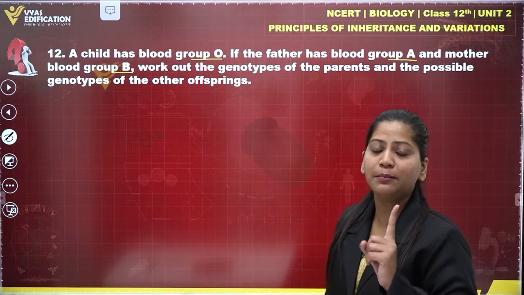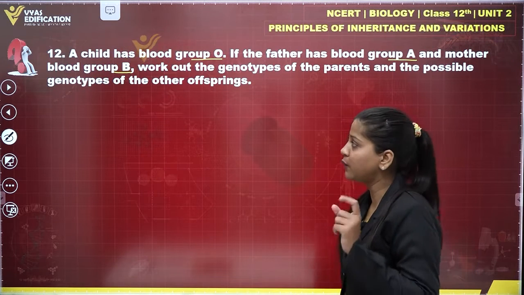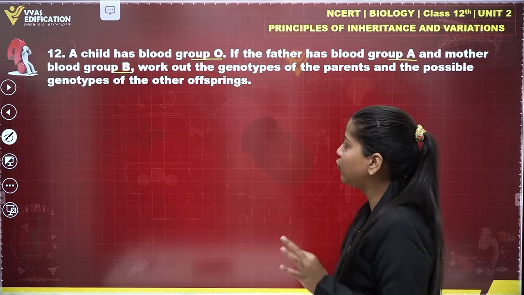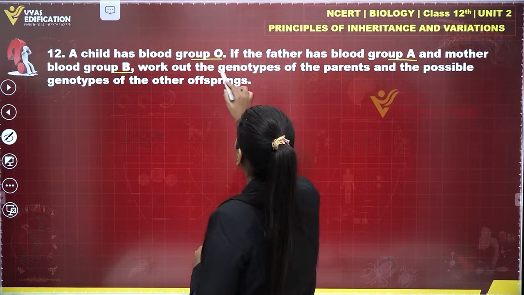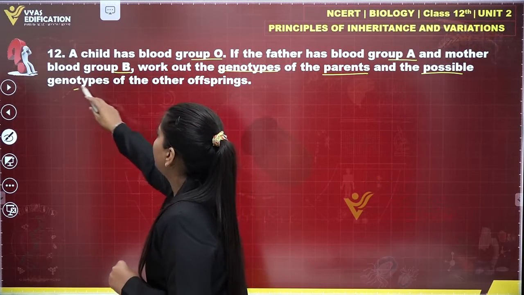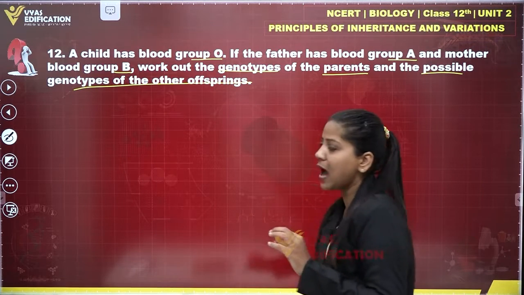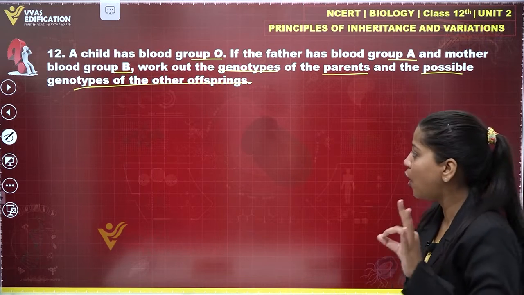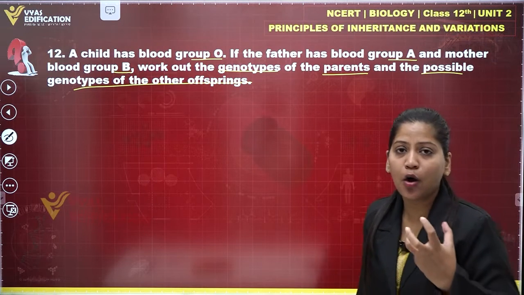A child is having blood group O. The father of this child is having blood group A and the mother of this child is having blood group B. Work out the genotypes of the parents and the possible genotypes of other offspring. So we have to mention the possible genotypes of the blood groups of the other offspring.